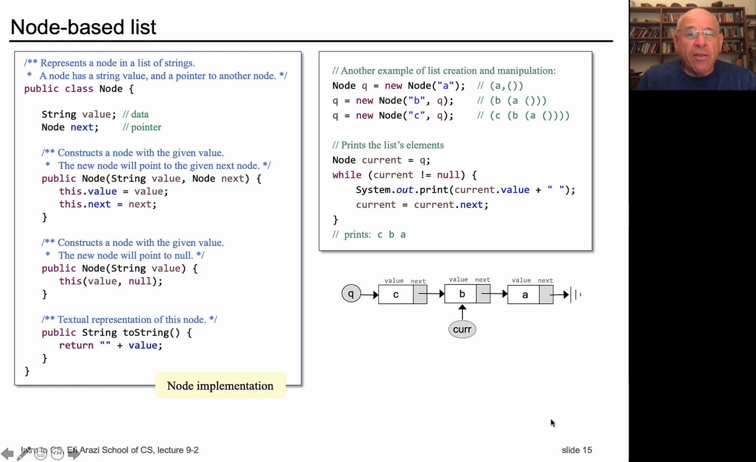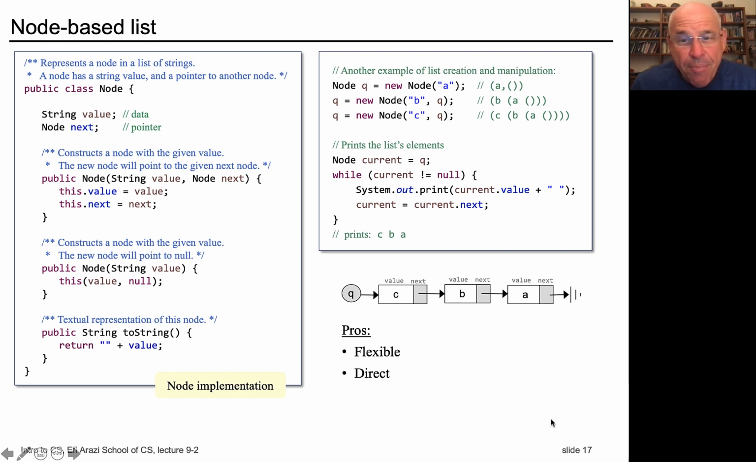Now this is still not null, so I'm going to print now B and a space and move current forward. It's not null, so I'm going to print A and a space and move current forward. When I will move current forward, look what will happen. Current equals current.next. Well, current.next is null. So finally, I'm going to get out of the while loop. And this will be the end of the story, and I will end up printing CBA. All right? Great.